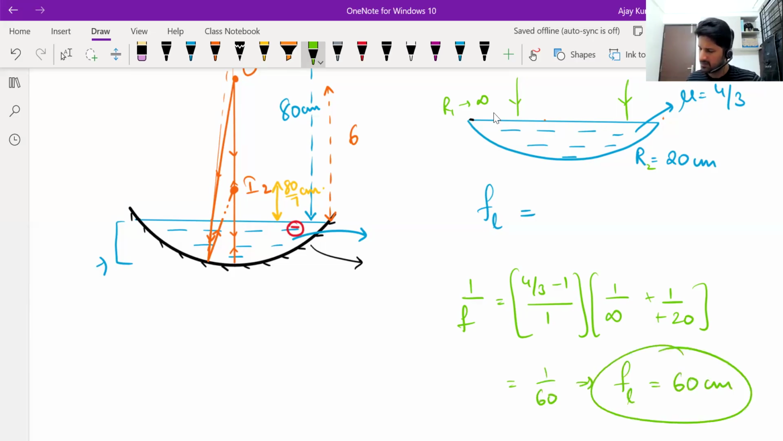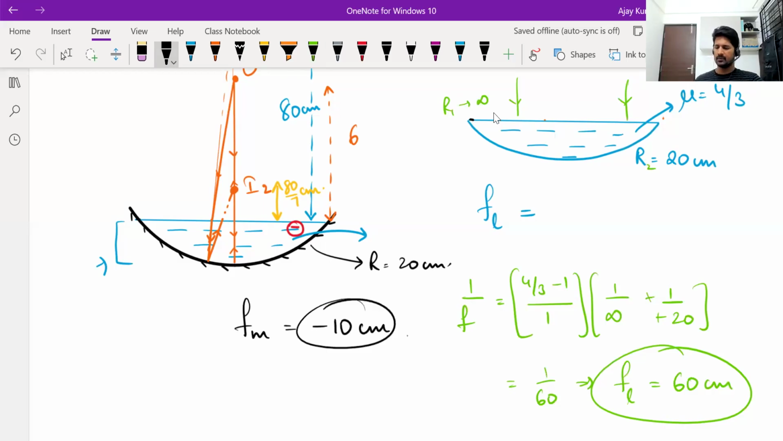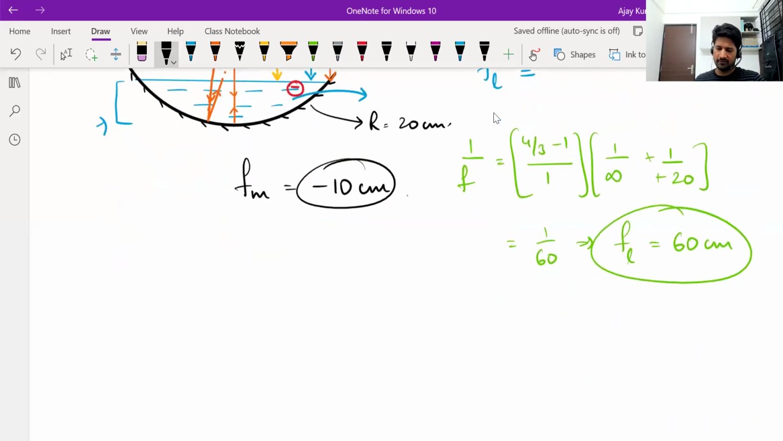That's fine. And for the mirror, we can directly tell. It's a mirror whose radius of curvature is 20 centimeters. What is the focal length of the mirror then? R by 2, 10 centimeters, but it's a concave mirror. We have to take it minus 10. Okay, we got FL, FM.